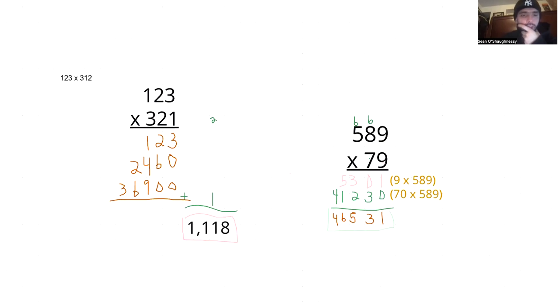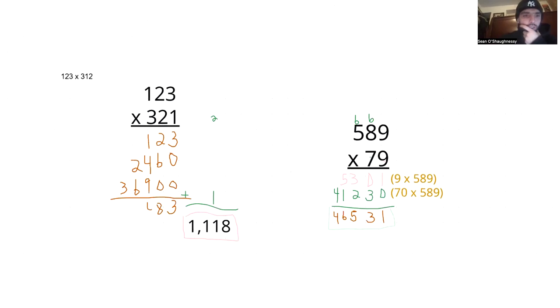3, 8, 4 plus 1 is 5, plus 9 is 14. One plus two is three. Add the six is 9. Bring down your 3. You get 39,483 here.